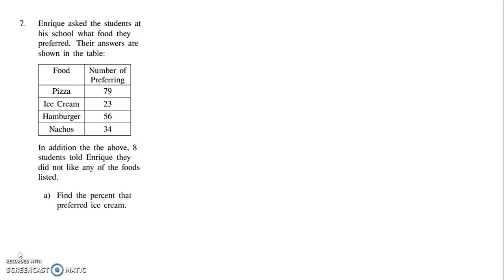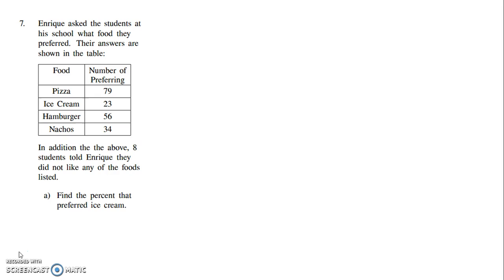79 students preferred pizza, 23 students preferred ice cream, 56 students preferred hamburgers, and 34 students preferred nachos. In addition to the above, 8 students told Enrique they did not like any of the foods listed. Find the percent that preferred ice cream.